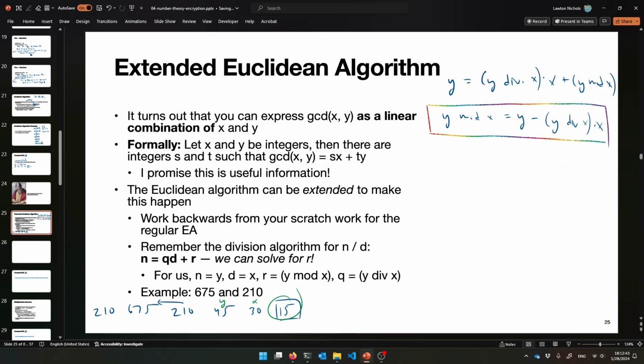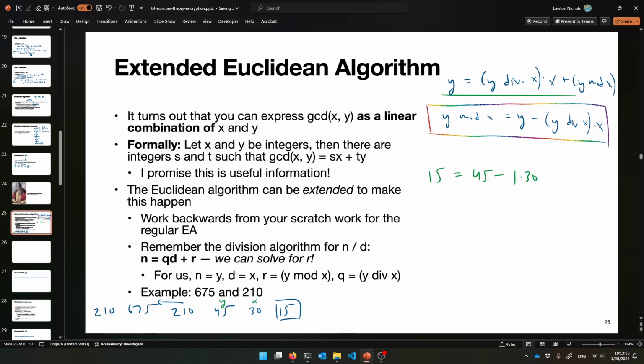15 was our answer for y mod x. 15 was equal to, I promise this is useful, the y minus, so 45 minus, let's see, y div x times x. So what was y divided by x? It went in one time, so 1 times the x, which was 30. Okay, that's what's going on there.